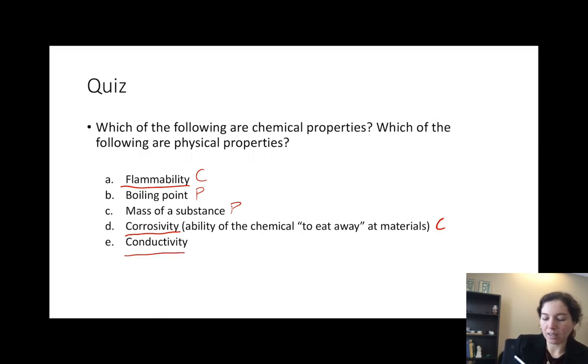Conductivity, the ability of a substance to pass electrical current through it, is also another physical property. So think about a computer chip. You start with a computer chip, you run electricity through it, afterwards you still have the same computer chip. The chemical composition of the elements inside of it has not changed, it's just had current passed through it.